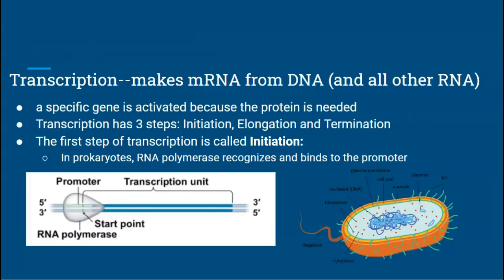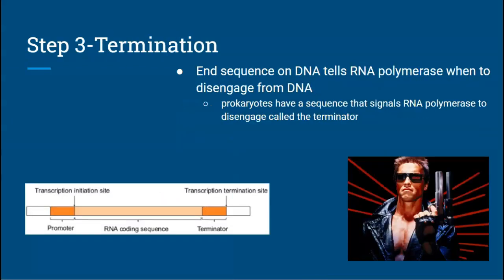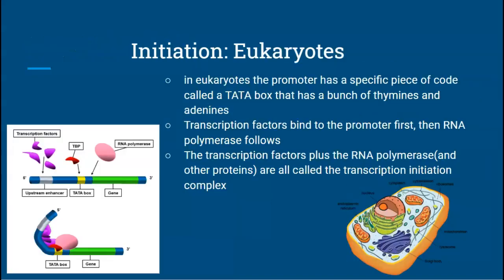Okay, so let's quickly look at it. RNA polymerase hops on the promoter, then it unwinds and starts reading it and builds your RNA strand, hits the terminator, pops off. Well, in eukaryotes, this is going to be a little bit more complicated.